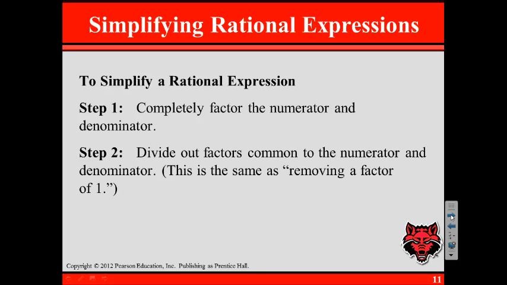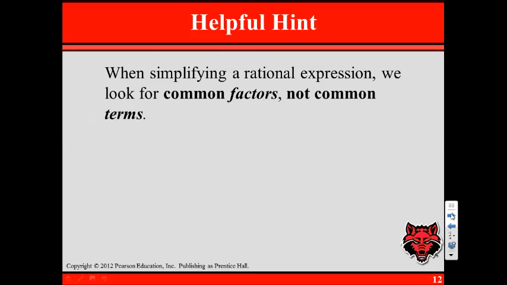So here are the steps to simplify. Step 1, we completely factor both the numerator and denominator. Step 2, we divide out factors that are common to the numerator and denominator. This is the same as removing a factor of 1. When simplifying a rational expression, we look for common factors, not common terms. Factors are two numbers or expressions that we multiply. Terms are expressions we add and subtract. We cannot cancel things that are caught up in addition or subtraction.